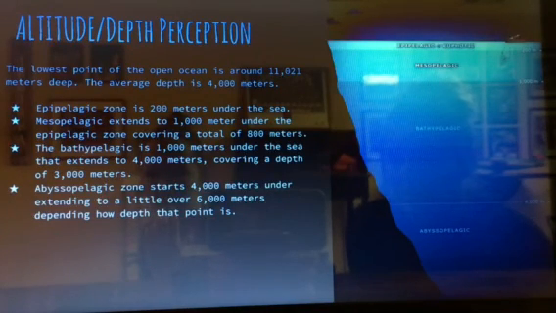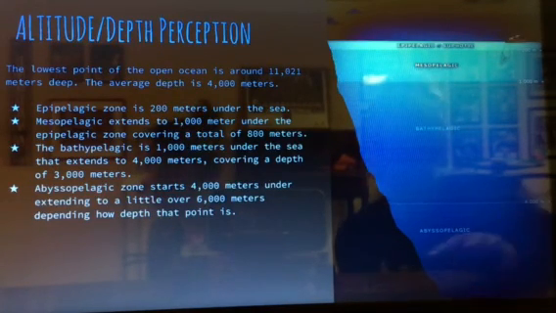The bathypelagic is 1,000 meters under the sea to 3,000, covering 2,000 meters. It is also known as the zone to go past the continental slope. The abyssopelagic is known as the zone where the continental slope levels off. More than 30% of the bottom of the ocean is said to be situated here. The depth is covered from 4,000 to 6,000 meters.